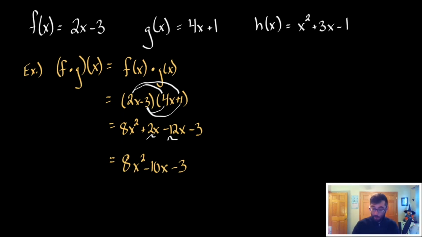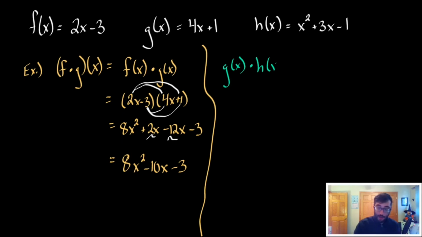Now I do want to cover one that's maybe just a little bit more complicated. I want to say complicated, just a little bit more involved. Let's go ahead and take a look at something like, let's say I had g of x times h of x. Well, once again, this would just be two functions multiplying each other. So I'm doing g of x, which is 4x plus 1, times h of x, which is x squared plus 3x minus 1. But we're still just multiplying, we're still just distributing like we normally would.